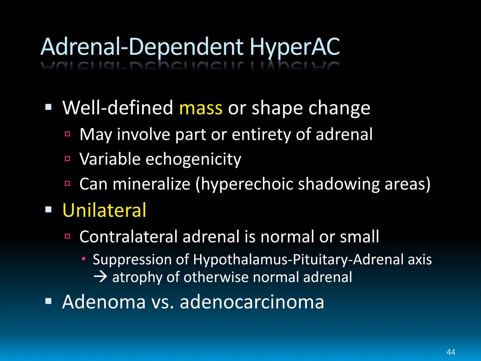It's almost always unilateral. Theoretically, you can have bilateral disease if both of them had masses on them, but really it should be a unilateral disease. And because there is over-secretion of the cortisol, etc., the other adrenal gland should be normal or small because the hypothalamic-pituitary-adrenal axis should be suppressed. So the normal adrenal gland will be atrophied and small, where the affected one has a mass coming off of it. And these masses may be adenomas or adenocarcinomas, which you can't always tell the difference in sonographically.